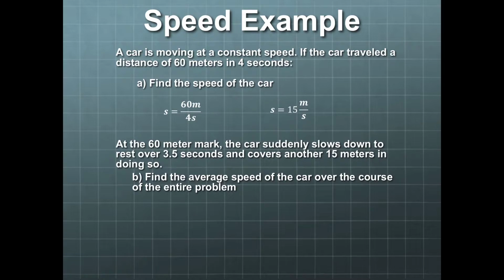The problem is extended. At the 60-meter mark, the car suddenly slows down to a rest over 3.5 seconds and covers another 15 meters in doing so. Find the average speed of the car over the course of the entire problem.